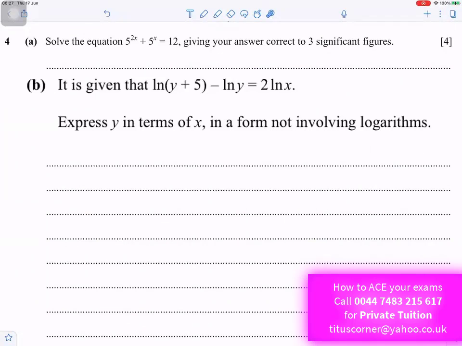Solve the equation 5 to the power 2x plus 5 to the x equals 12, giving your answer correct to 3 significant figures. And then part B as well. It is given that ln(y + 5) minus ln y equals 2 ln x. Express y in terms of x in a form not involving logarithms.